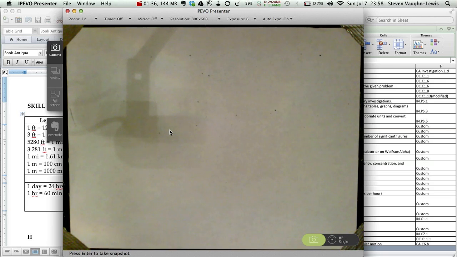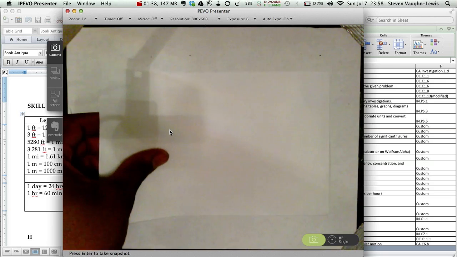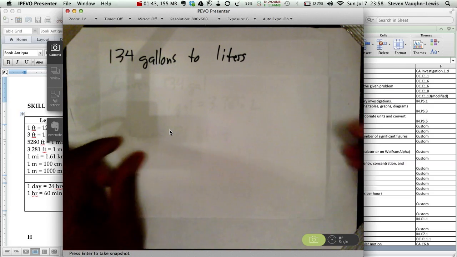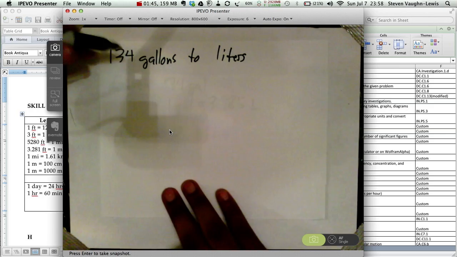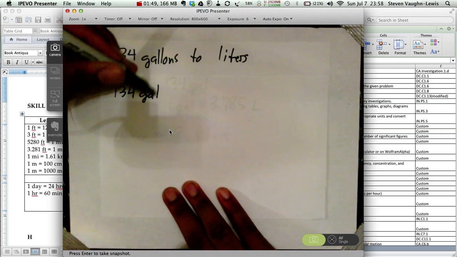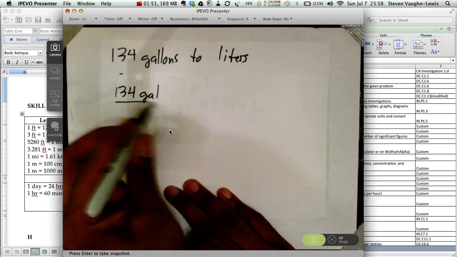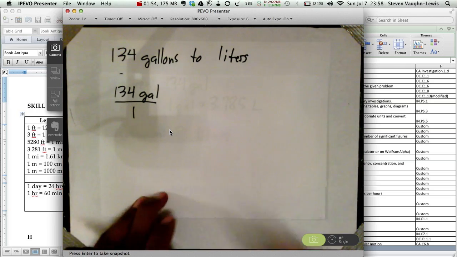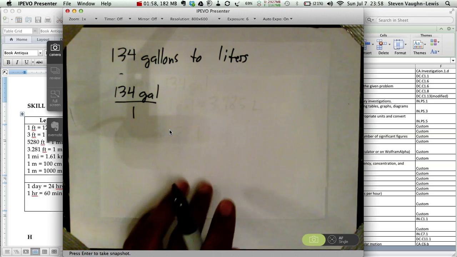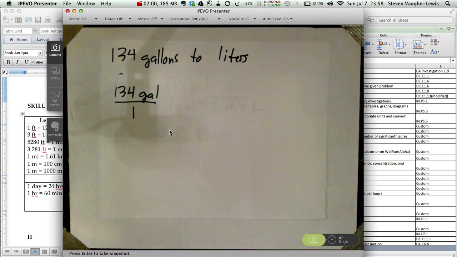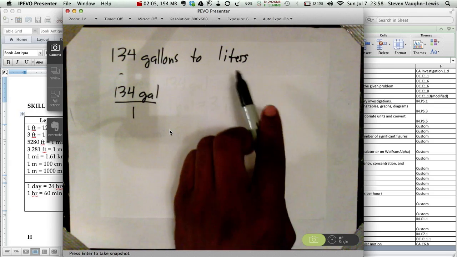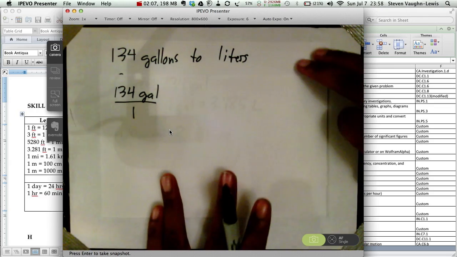The first step in solving this problem is always turn our given into a fraction. So our given is 134 gallons, and the first step is always to turn it into a fraction. Now the second step, we need to use a conversion factor which will help us convert between gallons and liters. So how do we find the conversion factor?